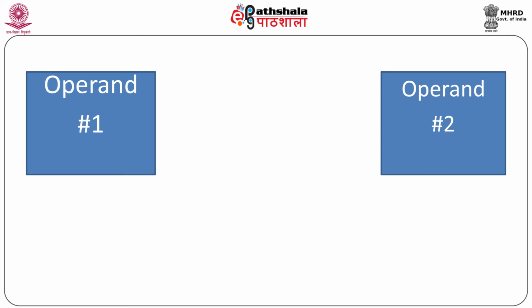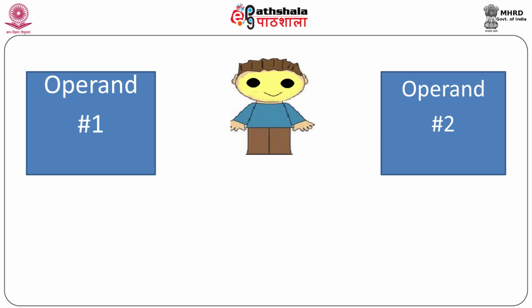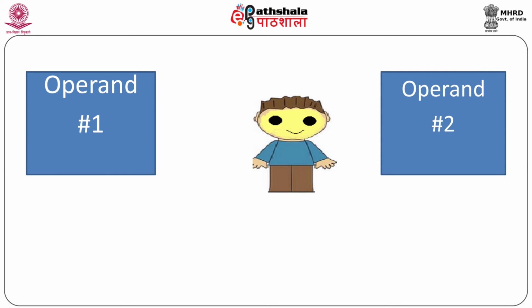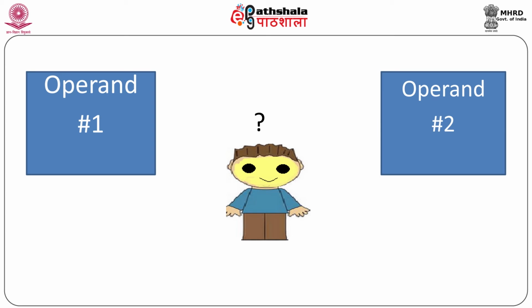In this animation you can see there are two operands labeled as operand 1 and operand 2. Now, there is one person who wants to do something with these two operands. Here that person is behaving as an operator. This person has decided to do something with operand 1 and operand 2. Now he is deciding on addition of these operands, operand 1 and operand 2.